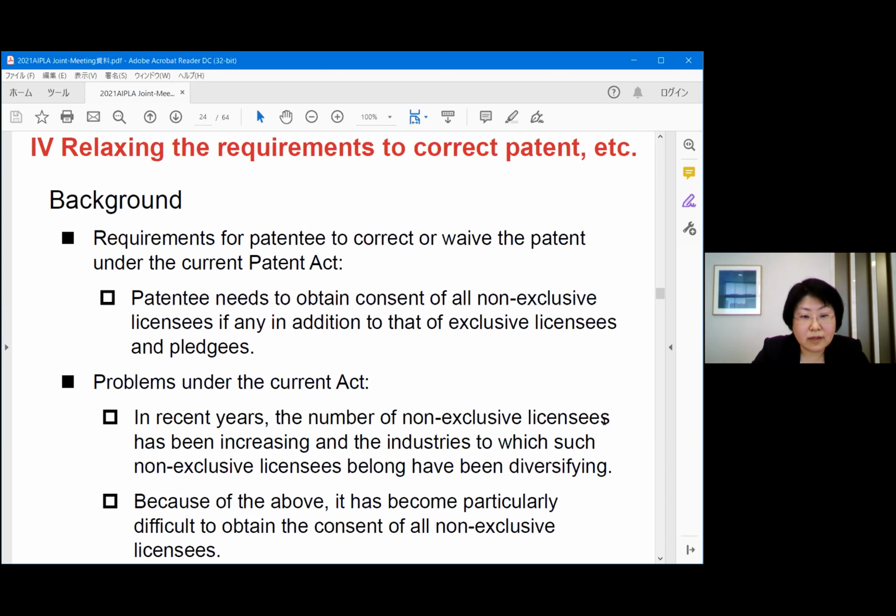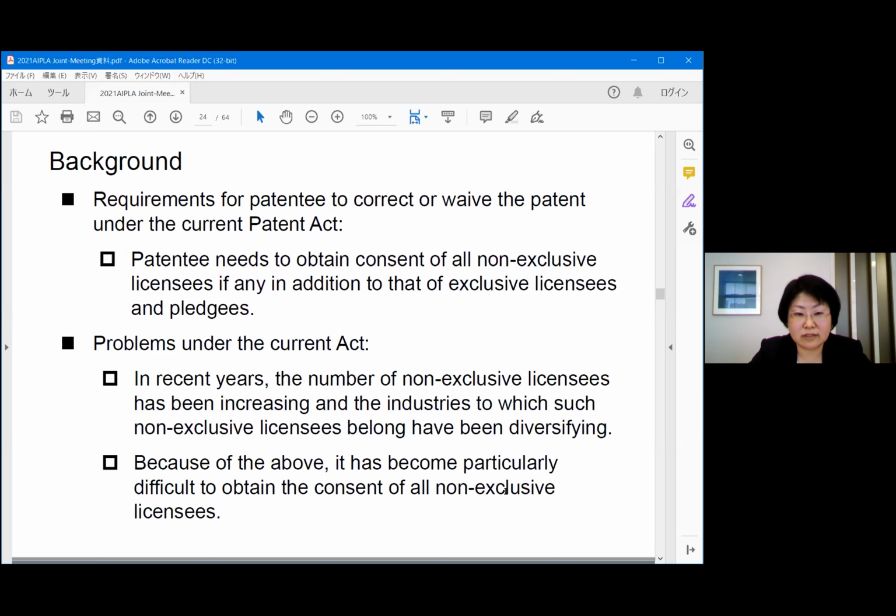And the problem under the current Act is that in recent years, the number of non-exclusive licensees has been increasing, and the industries to which such non-exclusive licensees belong have been diversifying. Because of that, it has become particularly difficult to obtain the consents of all non-exclusive licensees.